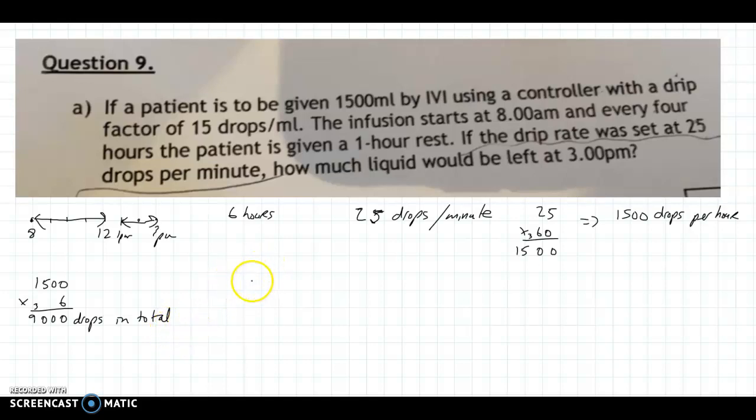9,000 drops. We want to figure out how many mils that is. Now our drip factor is 15 drops per mil. So in order for a mil to be used, we need to have 15 drops. 15 drops equals 1 mil. So if we see how many times 15 fits into 9,000, we get the total mils, right? So we're going to divide 9,000 by 15, and we can cancel.